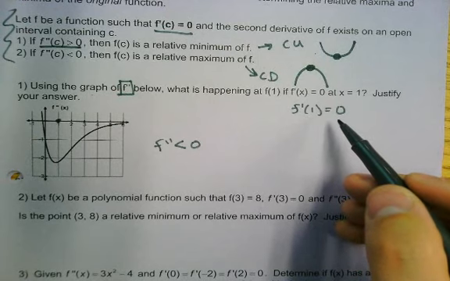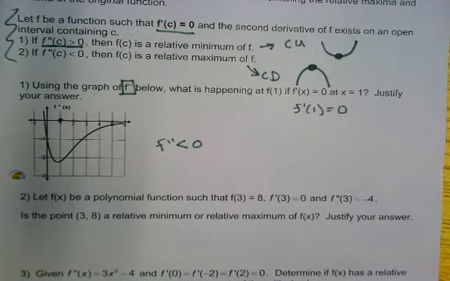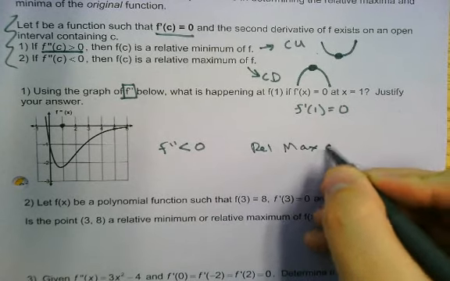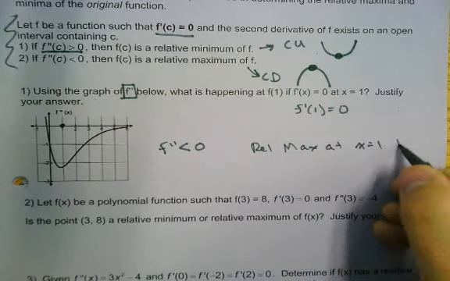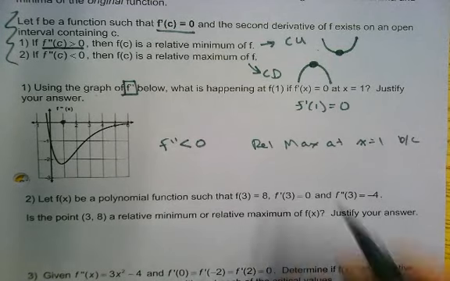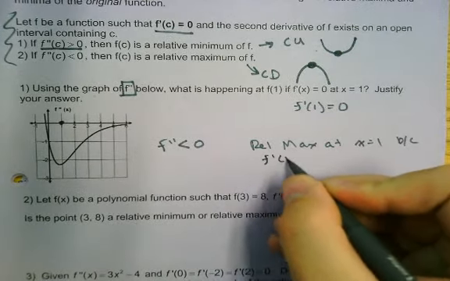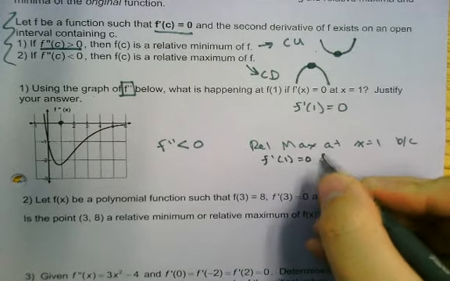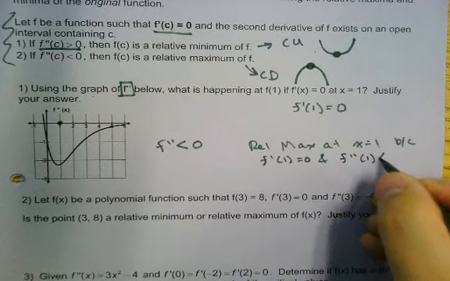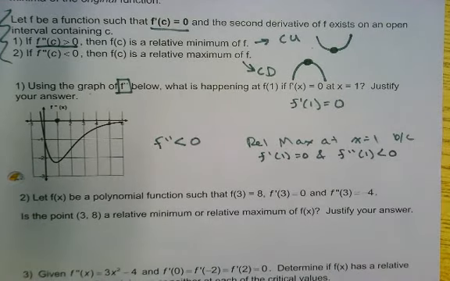At 1, it's concave down. At 1, the derivative is equal to 0. What does that mean? There's a relative what? The relative max at x equals 1 because, and here's your justification for it: f prime of 1 equals 0, and f double prime of 1 is less than 0.